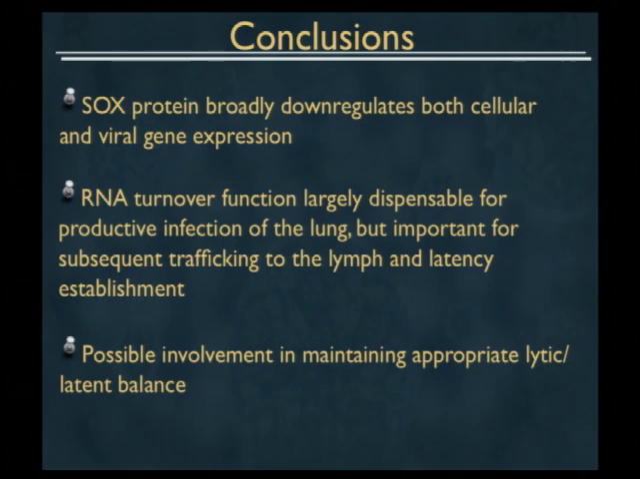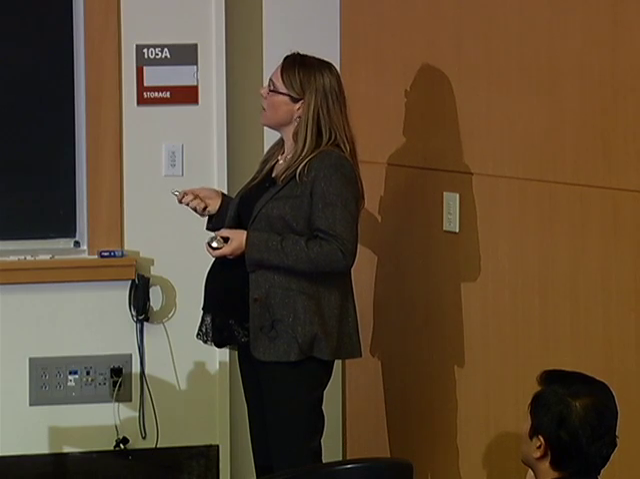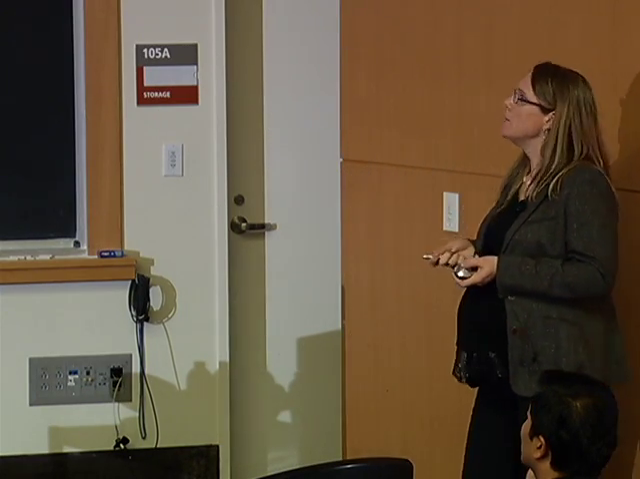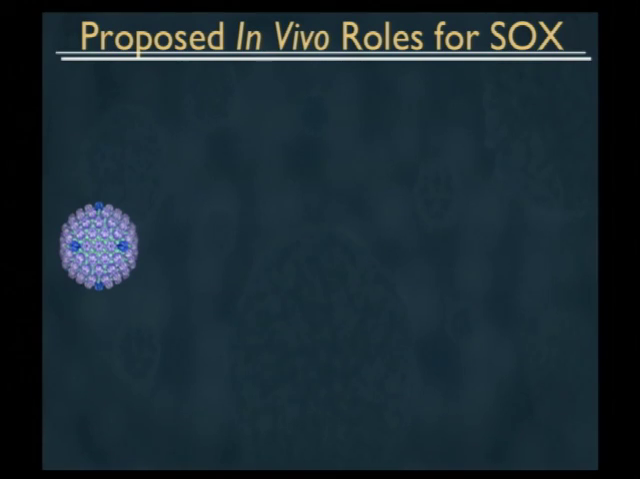So in conclusion, we see that the SOX protein broadly downregulates both cellular and viral gene expression, that the RNA turnover function appears largely dispensable for productive infection, at least in the lung, but important for subsequent trafficking to the lymph and latency establishment, and that we think there may be a possible involvement in maintaining the appropriate lytic to latent balance, although we certainly need to do a lot more work to confirm that. And so we think there's several possible roles that this viral protein could be having during a viral infection.